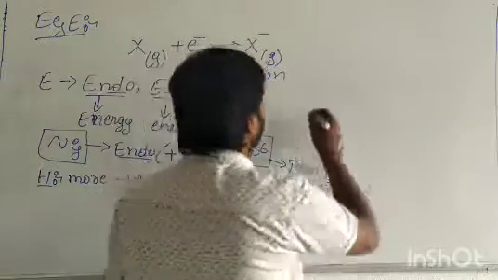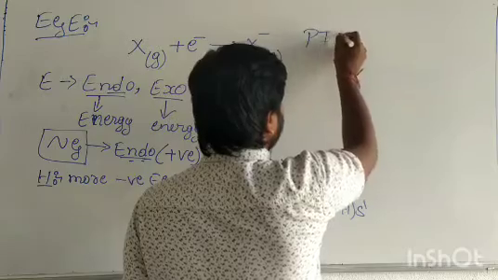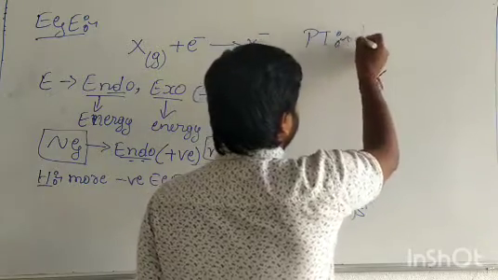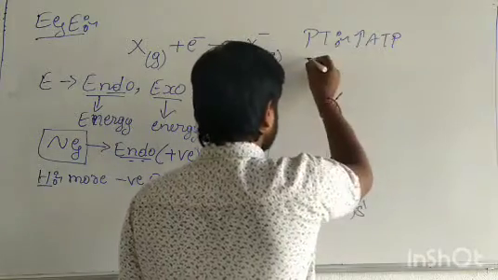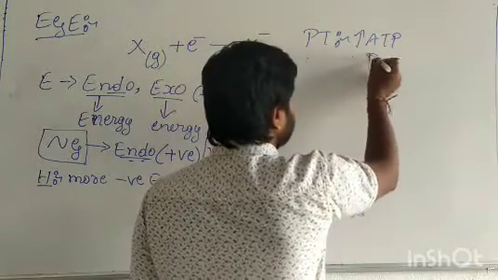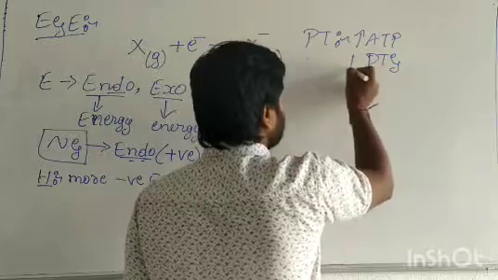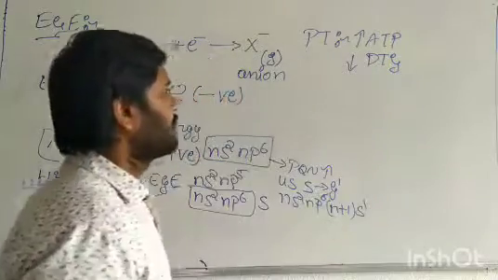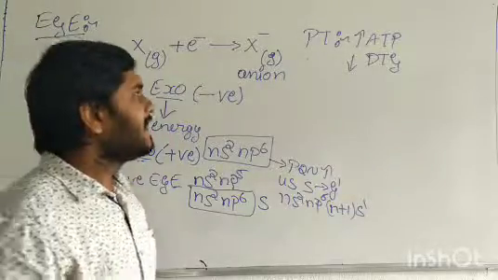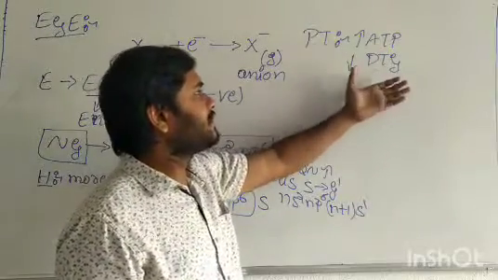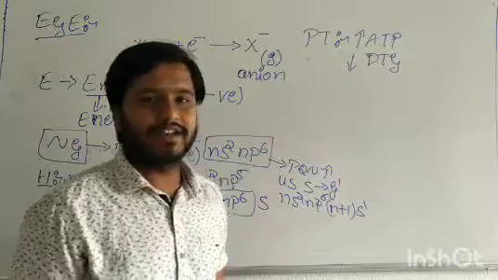Okay, again, the periodic trend for electron gain enthalpy is that it increases along the period, and down the group it decreases. Okay, down the group electron gain enthalpy decreases. The periodic trend for electron gain enthalpy is: along the period it increases, down the group it decreases.